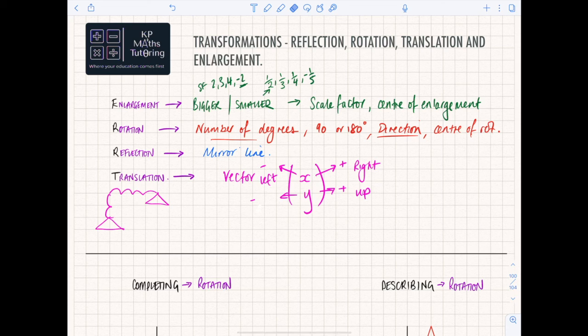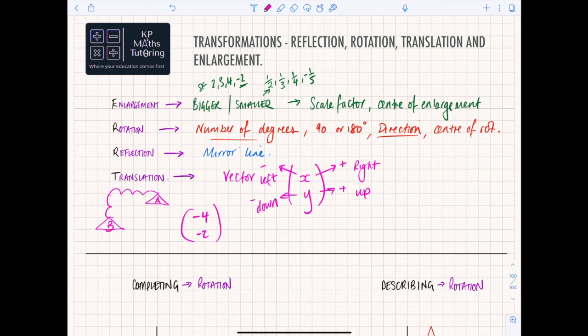Now, if I look at that in the example I just did, from here to here, I go 1, 2, 3, 4. So that's 4 left. So it'd be -4. And then 1, 2 down. So that would be -2. So that would be the vector for that movement from A to B. And we'll talk about that a little bit more in a second.